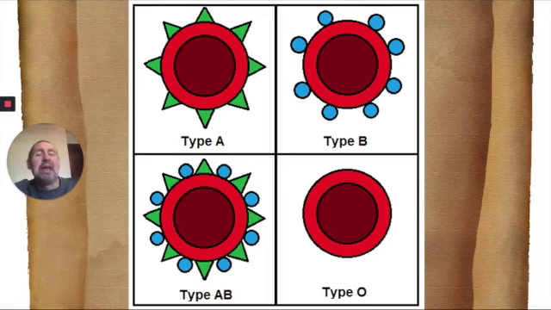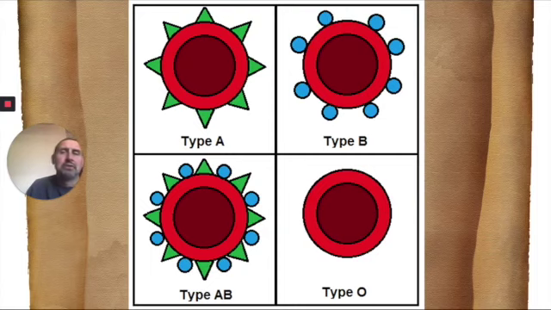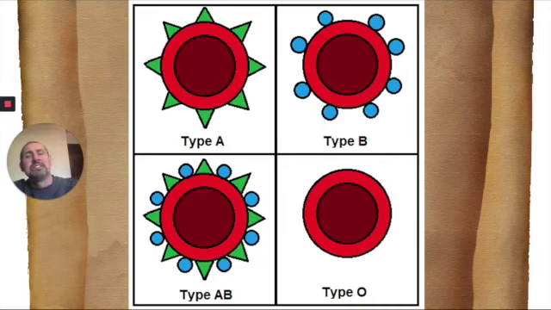So type A has the triangle shape on the surface of the red blood cell. Type B has this circle shape on the surface of the red blood cell. What does that mean? Those are called antigens. So type A blood has type A antigens. Type B blood has type B antigens. I kind of think of it like an identity marker. So you might carry around something that looks like this, an ID. That ID is kind of like your marker. So that's a protein that is on the surface of the blood cell.